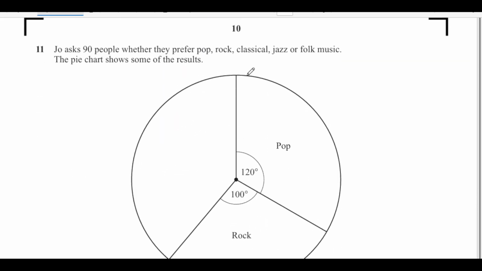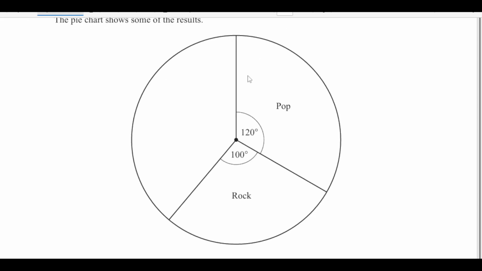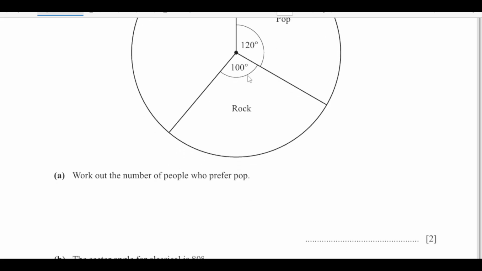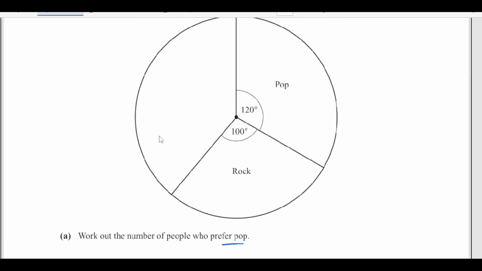Now next, question 10. Joe asks 90 people whether they prefer pop, rock, classic, jazz or folk music. The pie chart shows some of the results. If you see, we have here pop and rock music. Angles are given. Work out the number of people who prefer the pop music. So pop music, the angle is 120.